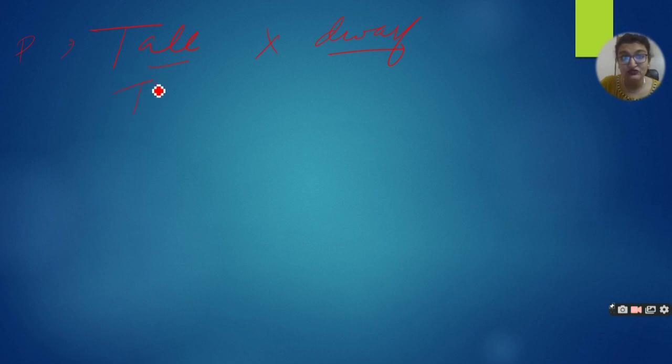So the genotypes would be capital T capital T for the tall, and for the dwarf it would be small t small t. Why? Capital T is the dominating character and small t is the recessive character. Now when we talk about the gametes in this case, there would be capital T and capital T, and the other would be small t and small t.